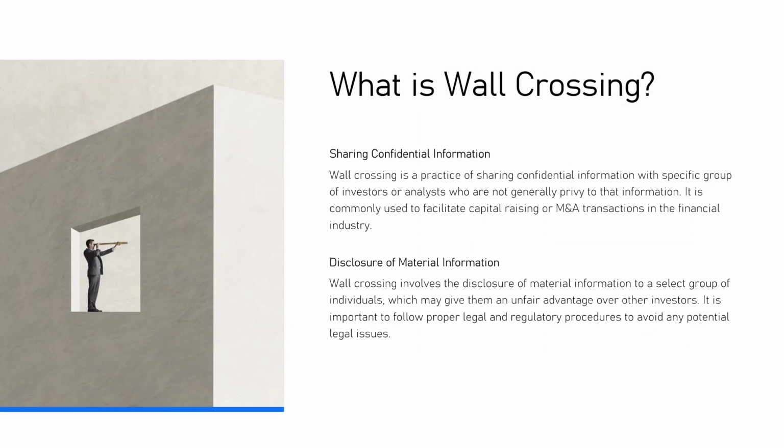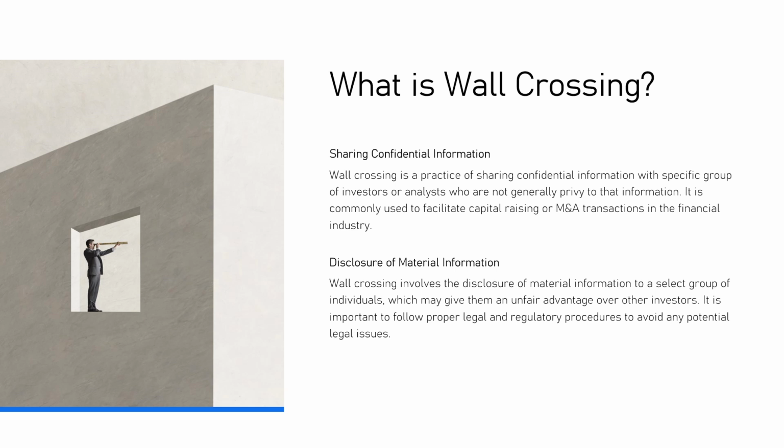What is wall crossing? Sharing confidential information. Wall crossing is a practice of sharing confidential information with a specific group of investors or analysts who are not generally privy to that information. It is commonly used to facilitate capital raising or M&A transactions in the financial industry.